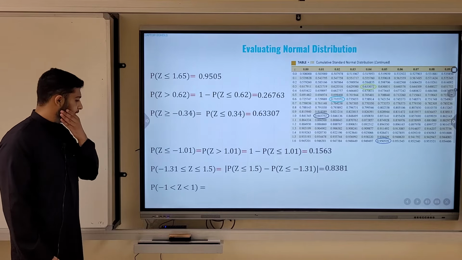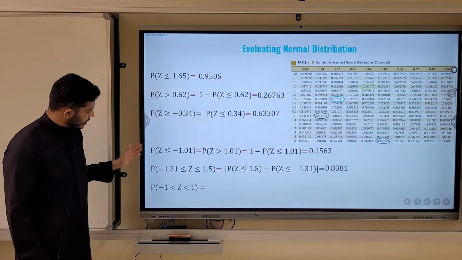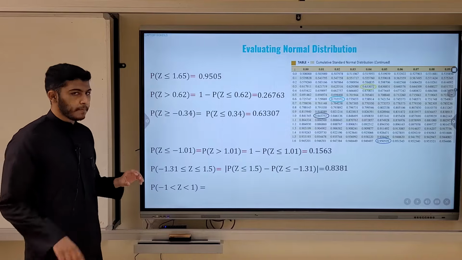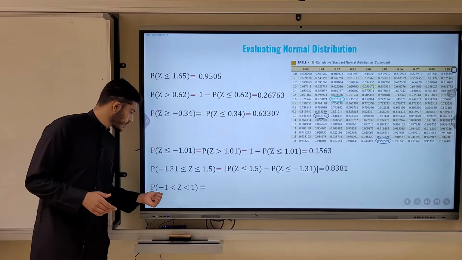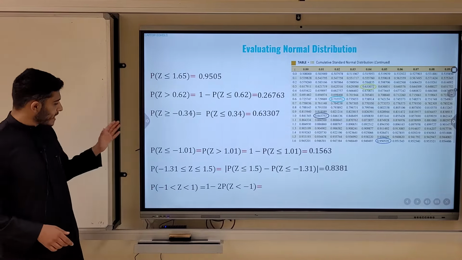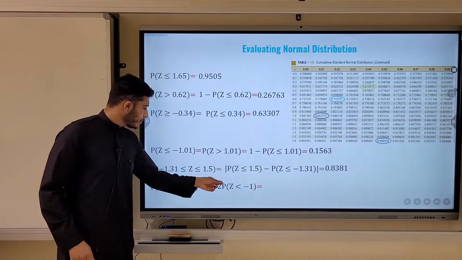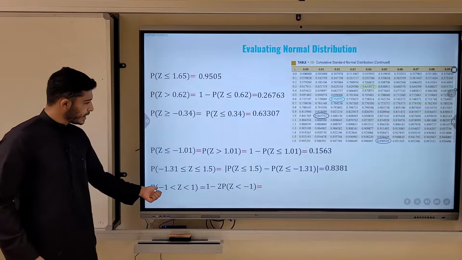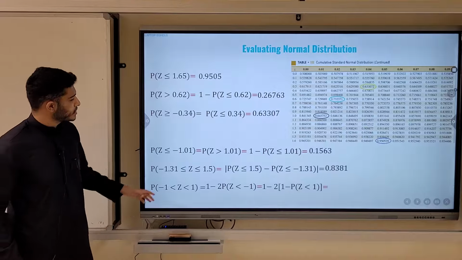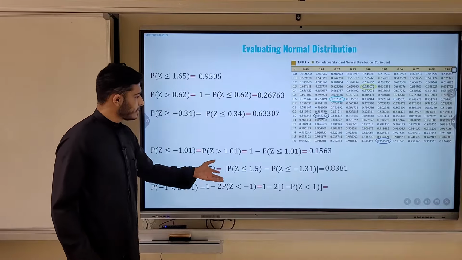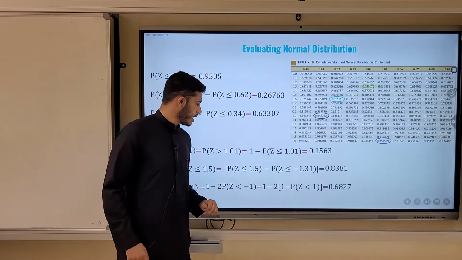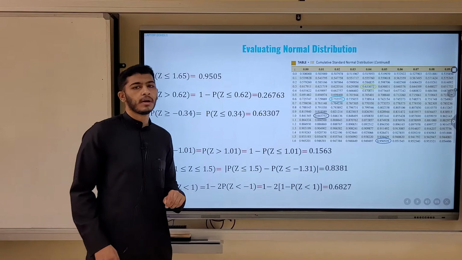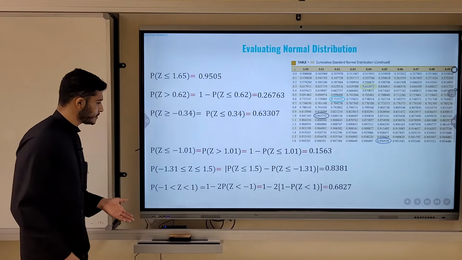The last one, we can use the properties of symmetry to solve. So we can take 1 minus 2 multiplied by the probability of this one here, and we can just apply the properties on it and play with it until we end up with the answer here, until we make it an expression that we can evaluate.